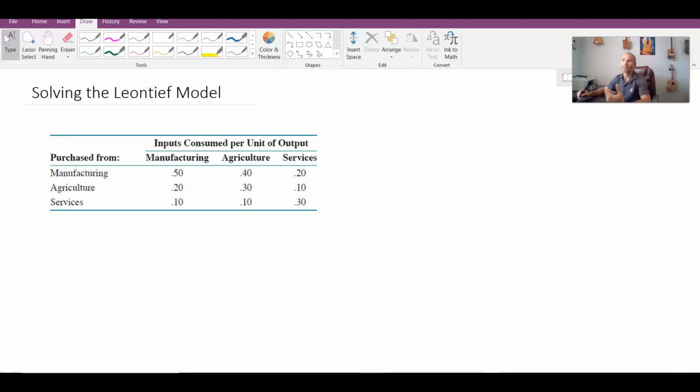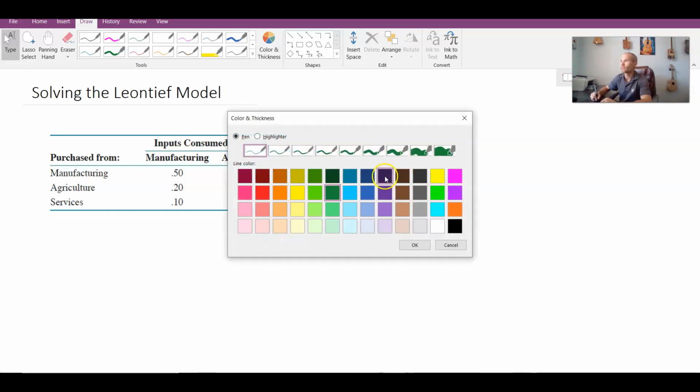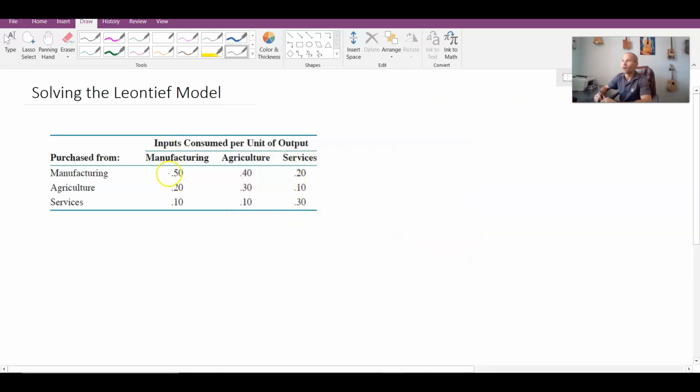Now that we have our Leontief input-output model derived, we may want to ask, how is it possible to meet certain demands? If we recall, this set of entries here represents our consumption matrix, our C matrix, that tells us how much of each industry manufacturing will need to consume per 1 unit of output, how much of each industry agriculture will need to produce per 1 unit of output, and same thing for services.